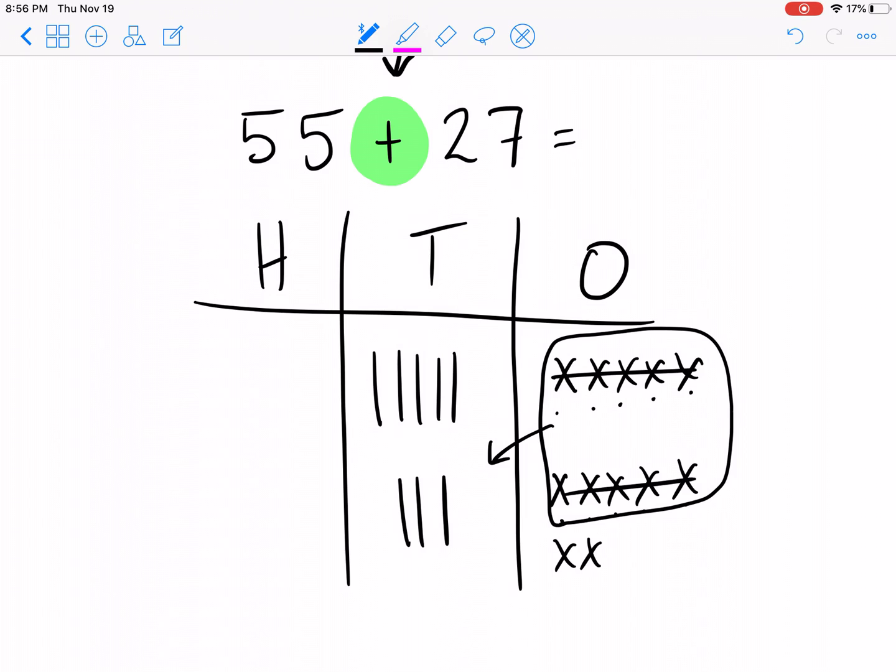So these are no longer in the ones place. They are now a 10. So we have 2 ones remaining. Then we have 1, 2, 3, 4, 5, 6, 7, 8 tens. So our sum is 82. The sum, the answer to an addition problem, is 82.